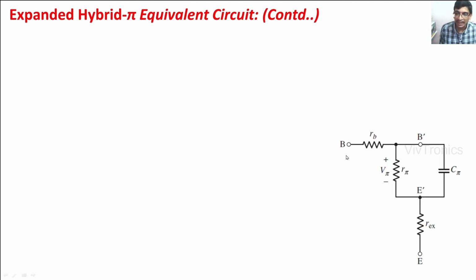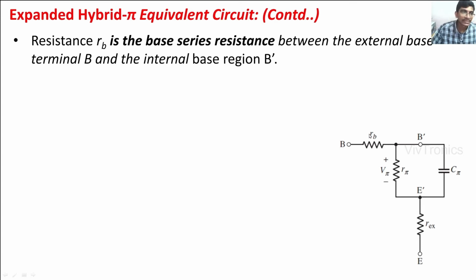Here B is the external base terminal and B' is the internal base terminal. There is a series resistance, the base series resistance or base spreading resistance, which is represented as r_b. The resistance r_b is the base series resistance between the external base terminal B and the internal base terminal B'.